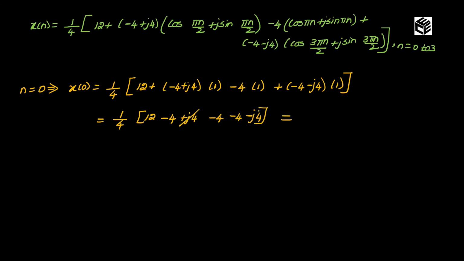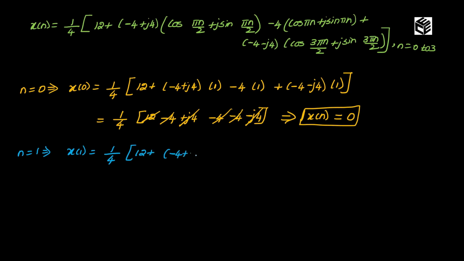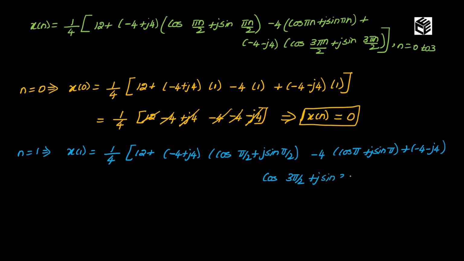Correct. So this plus j4 and minus j4 will cancel each other and I will get the value of x of n is equal to 12 minus 4 minus 4 minus 4. So 12 minus 12 is 0. So my x of 0 value is equal to 0. Right. In a similar way, I am going to apply the value of n as 1 in the first expression. So x of 1 is equal to 1 by 4 into 12 plus minus 4 plus j4 into cos pi by 2 plus j sin pi by 2 minus 4 cos pi plus j sin pi plus minus 4 minus j4 into cos 3 pi by 2 plus j sin 3 pi by 2.